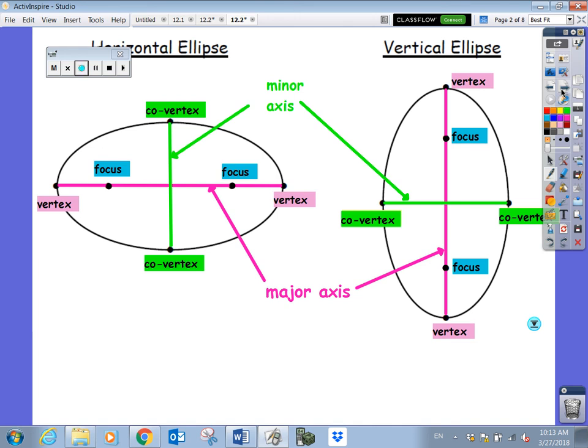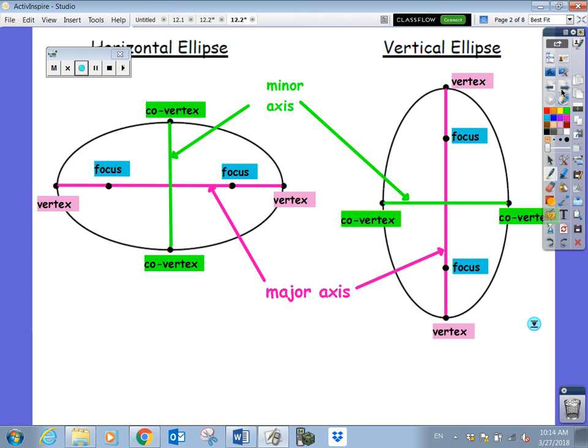Then notice you have your covertices, which are the endpoints of the minor axis. Your vertices are the endpoints of the major axis. And then you have the foci. When you're graphing an ellipse, the hardest thing to remember is to plot those foci.